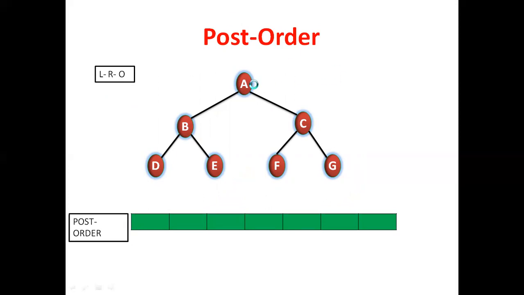So travel from the root node. Is there any left? A has B. Is there any left? B has D. Is there any left part for D? No. So visit D first of all. Then right. What is the root node of D here? B is the root node, so go back and check whether there is a right for B or not.